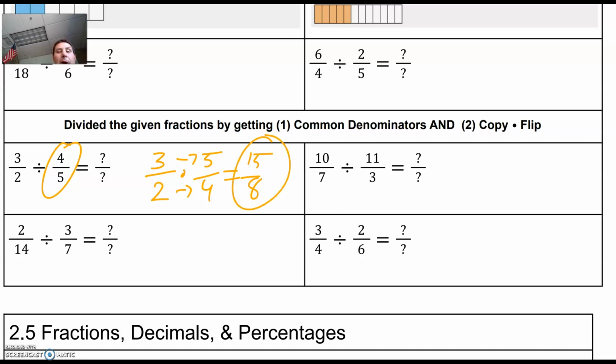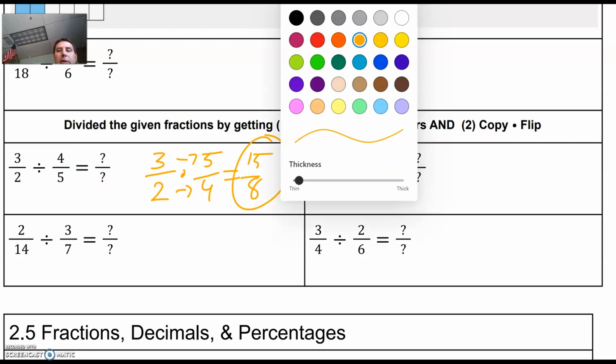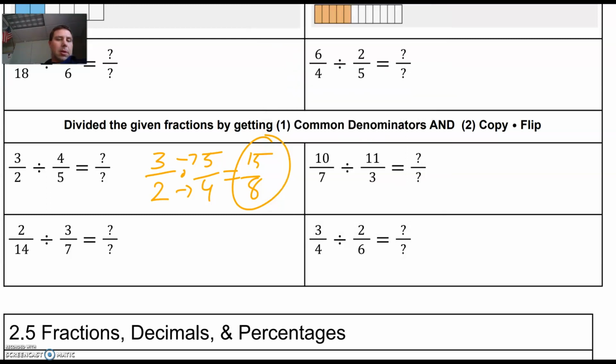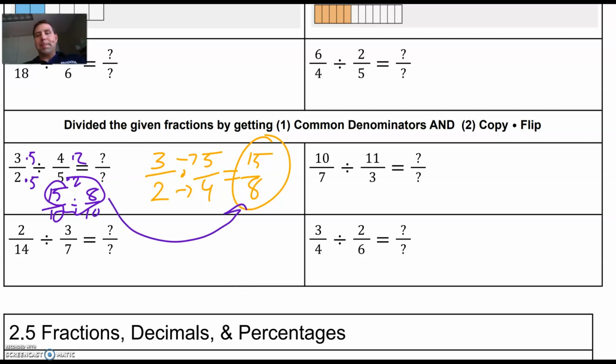Okay? If I wanted to do the other way, get a common denominator, let me change colors. Let's go purple. I will multiply this by 5 to scale it up, so now that's 15 over 10. Multiply this by 2, that gives you 8 over 10. And then we would just divide across, and notice we'll get the exact same answer as this one. Okay? So it's the same process.